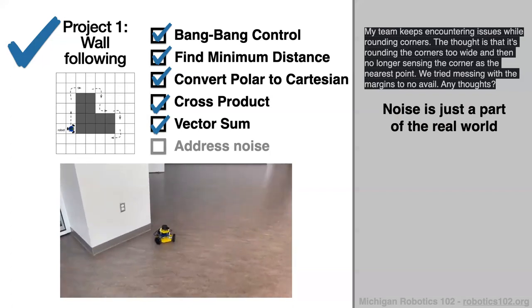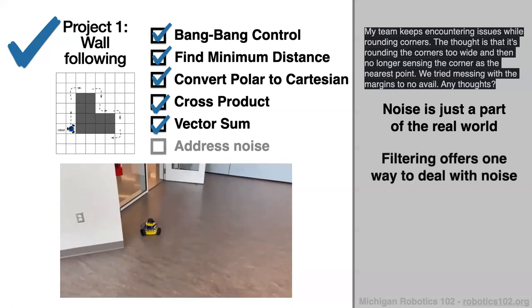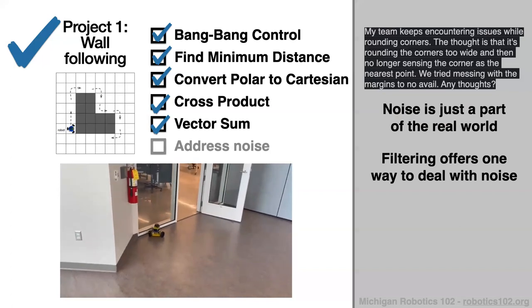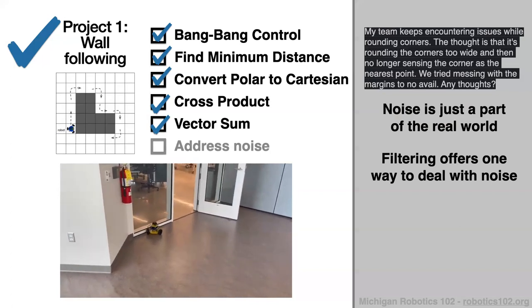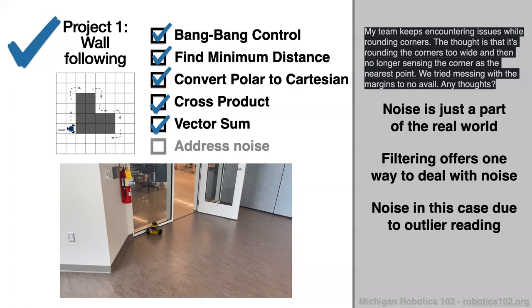It may just be very good sometimes, depending on our circumstance. One thing we didn't talk about, but if you want to chat with me about it, is that there's ways to filter some of your data, and that's one way to deal with noise. There are many different ways to filter. Noise in this particular case was due to outlier readings that we were getting from the laser rangefinder. And so one thing you do is keep a running average on robot direction. So if you get an outlier response, it just kind of averages out.